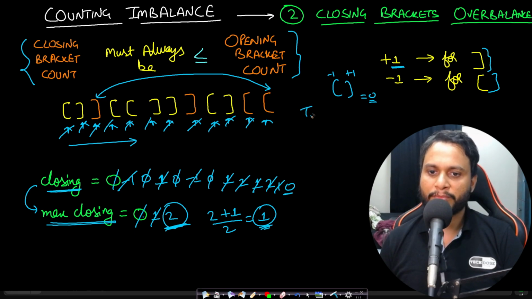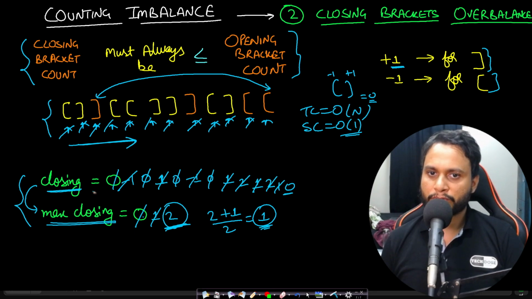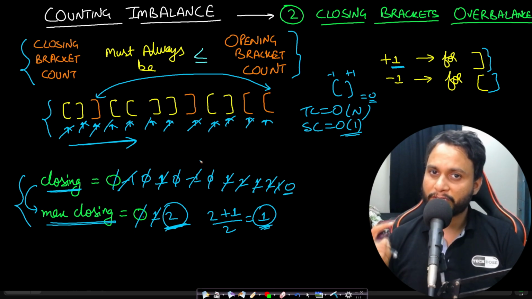In this case, the time complexity will be order of n, because we have to iterate through the entire string. But the space complexity is order of 1, because it does not matter what is the length of the string, we will just be using 2 variables, okay? So this is the most optimal approach. Let us now look at the code.